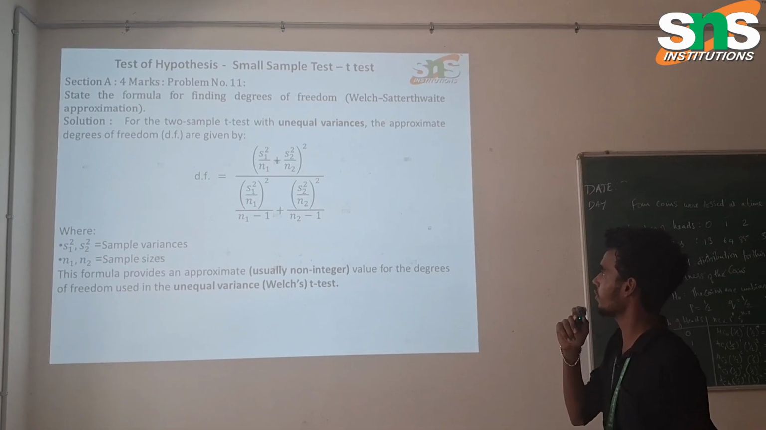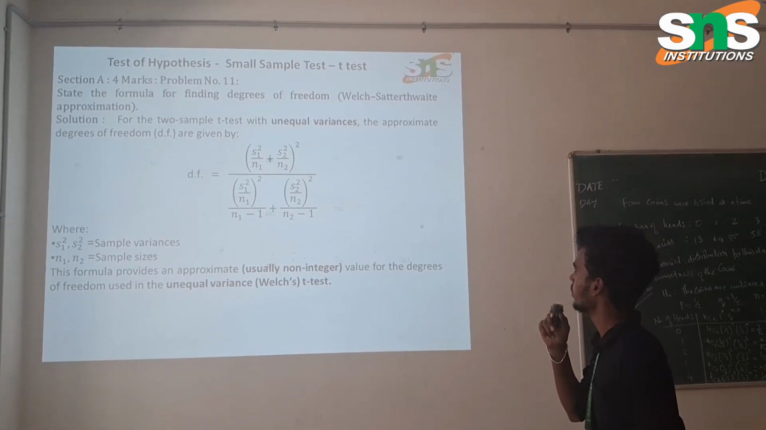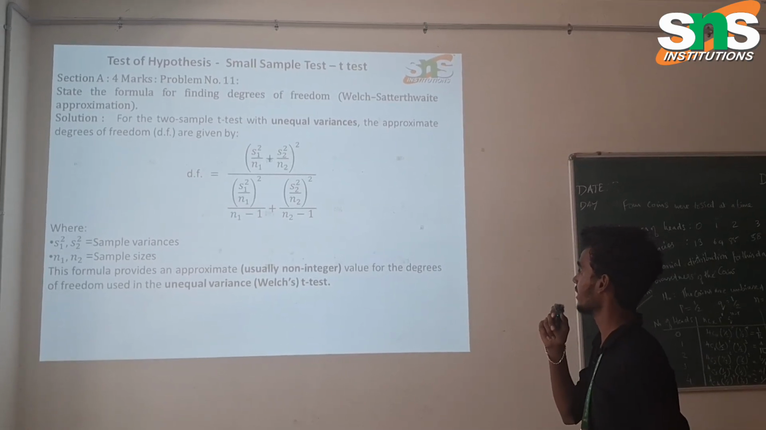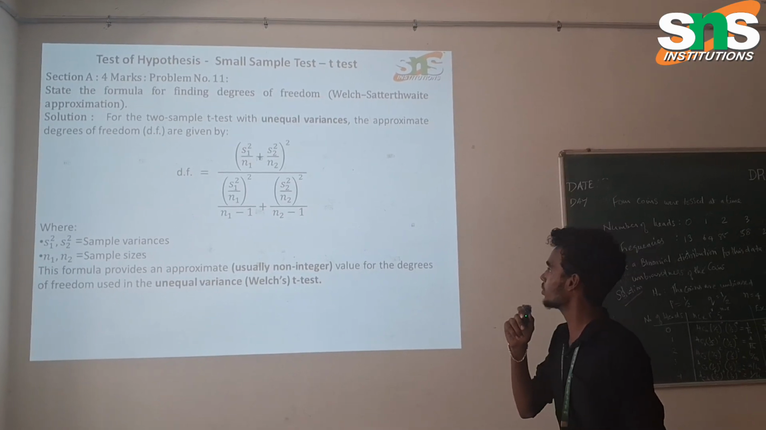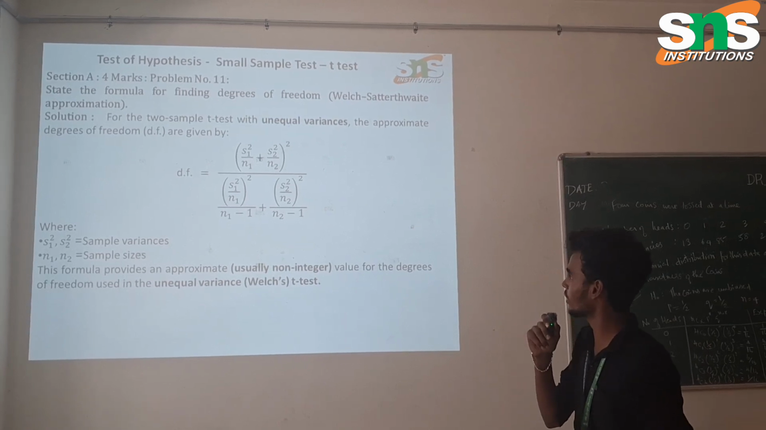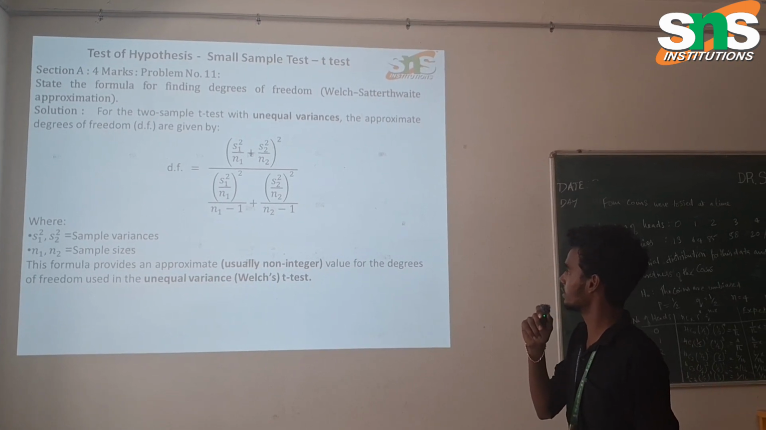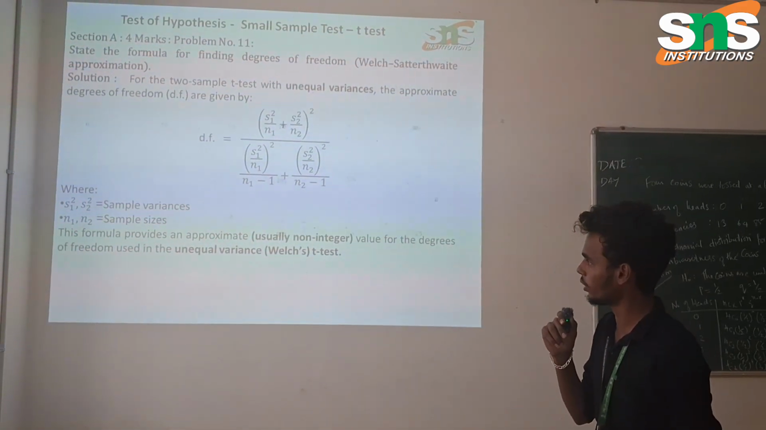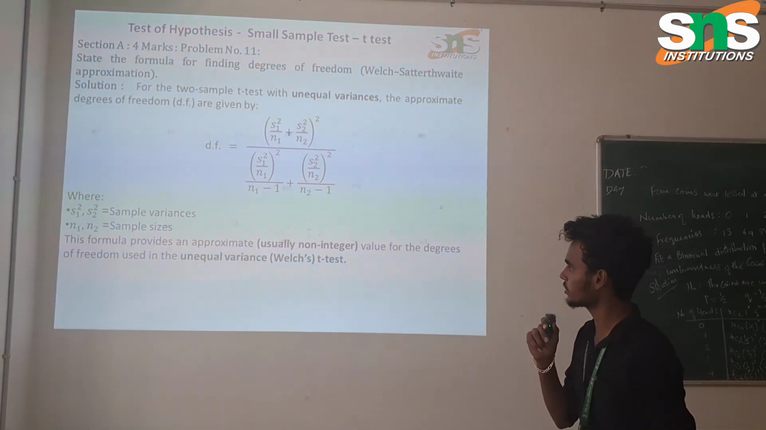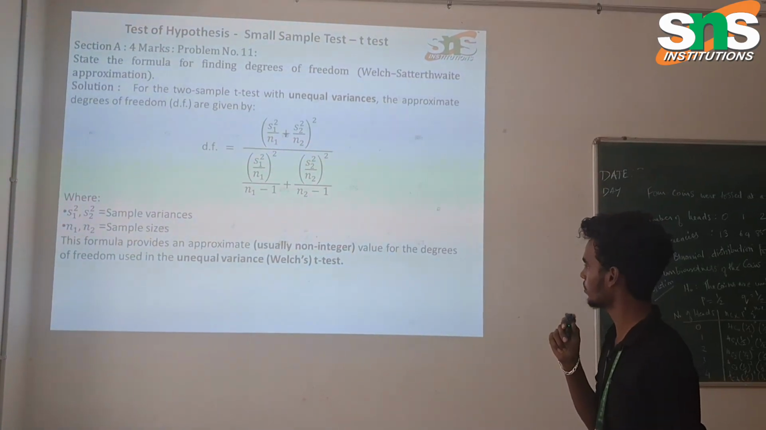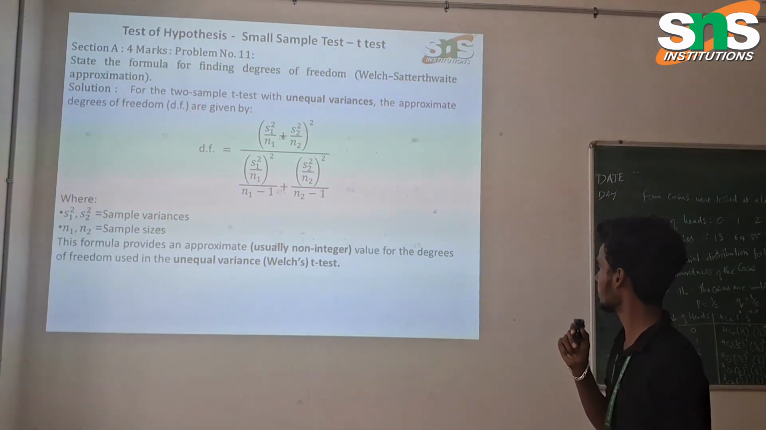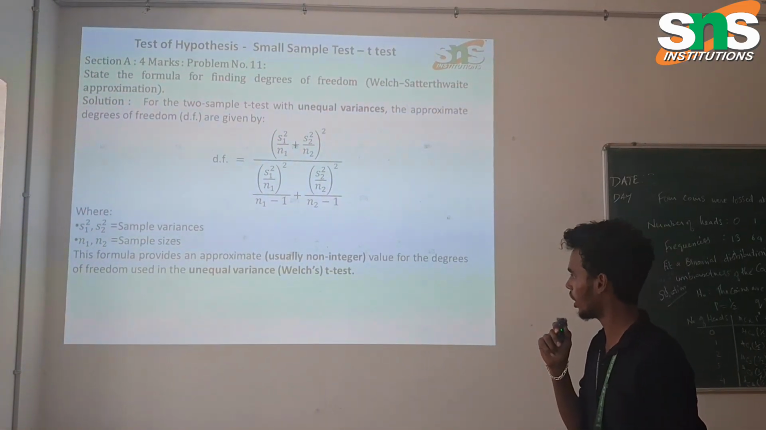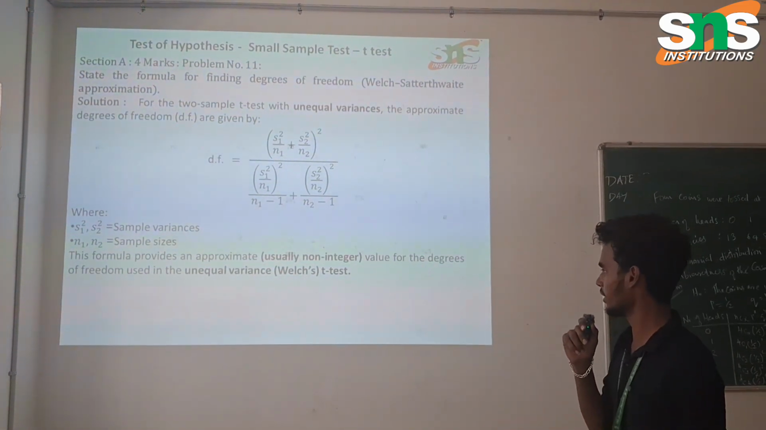Degrees of freedom is given by: (s1 squared by n1 plus s2 squared by n2) whole squared, divided by [(s1 squared by n1) squared by (n1 minus 1) plus (s2 squared by n2) squared by (n2 minus 1)], where s1 squared and s2 squared are sample variances, and n1, n2 are sample sizes. These formulas produce approximate, usually non-integer values for the degrees of freedom used in the unequal variance t-test.